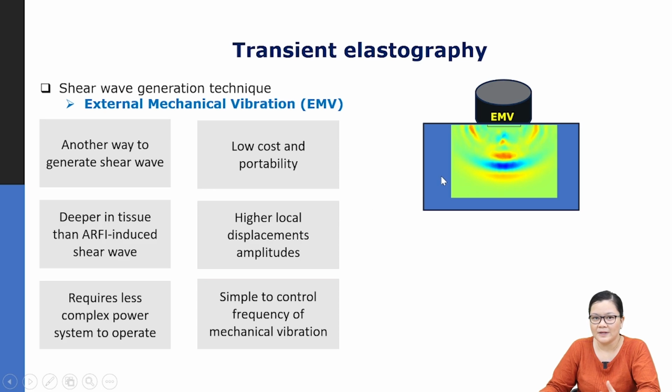So the nice thing about EMV is that you can dial it into specific vibration amplitudes, and this allows deeper penetration depths in tissue compared to RF-induced shear wave, which is limited by the depth of penetration of the ultrasound. It has been found that EMV-based techniques can induce higher local displacement amplitudes, and it requires a less complex power system to operate, and it's fairly simple to control the frequency of the mechanical vibration.